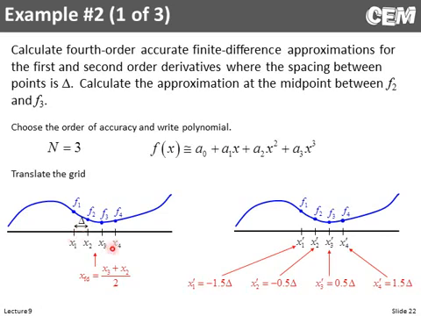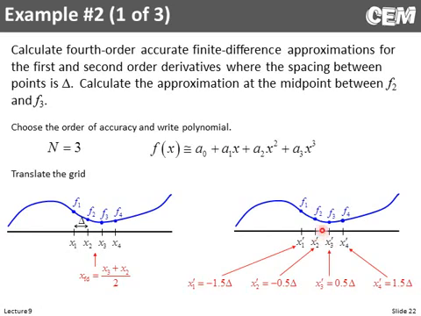And we're going to say that we want to calculate our finite difference at the midpoint between x2 and x3. So we want to calculate our function or one of its derivatives right here where I have the red dot. Okay, what's the first thing to do? Translate the coordinates so that 0 is right between x2 and x3. So here's our translated coordinate system.